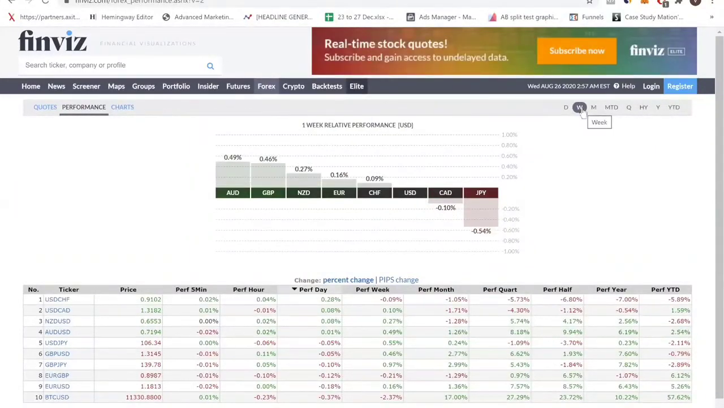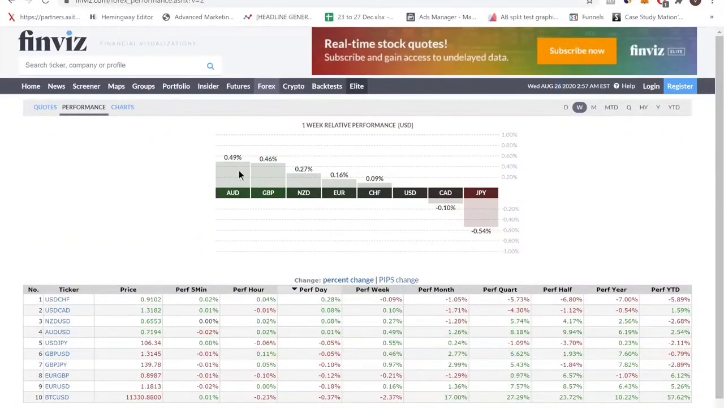Okay, so what does this tell you? This tells you the relative performance of the currency pairs against the dollar. So of course, dollar against dollar, it's nil. It's not applicable. But in this case, today is a Wednesday. You can see over here, Wednesday.